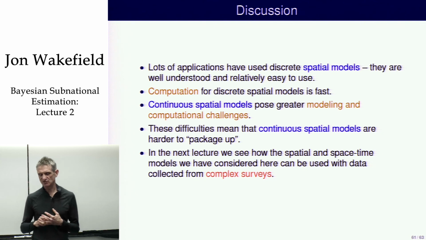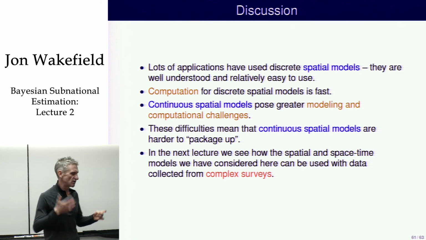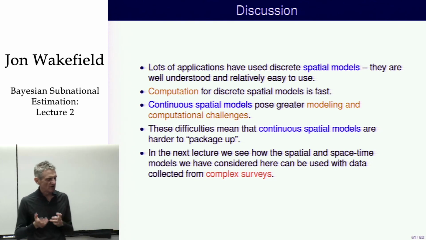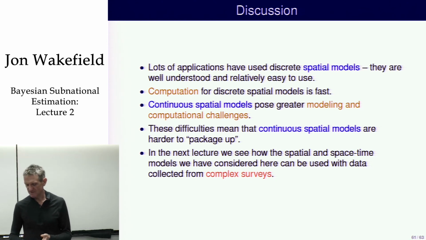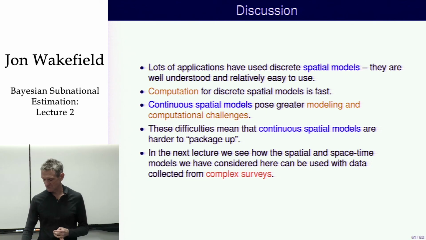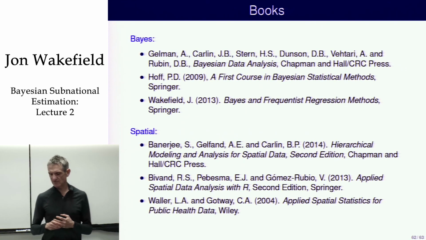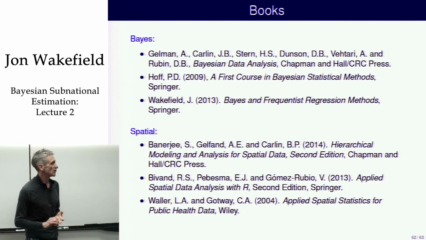space and space-time models for simple data. Some of the examples I showed were for surveys, but I didn't talk about the details of how we fitted those. So in the next lecture, I'm going to talk about how we apply these models to complex survey data. Then here, just for those who are interested, are some books on Bayesian spatial modeling.